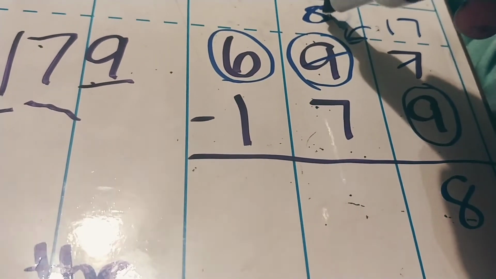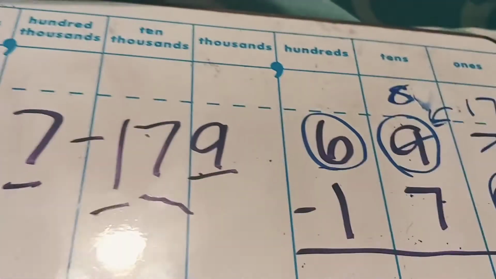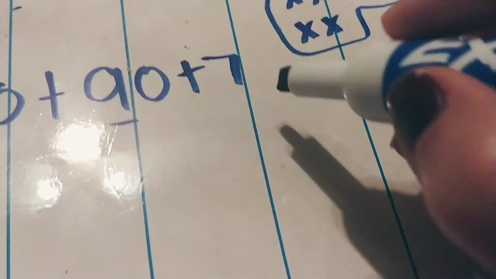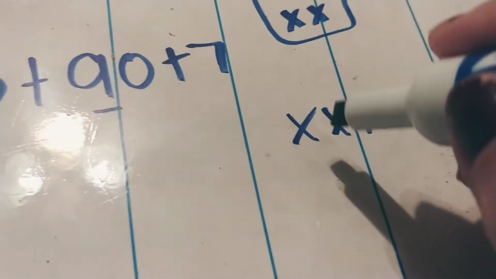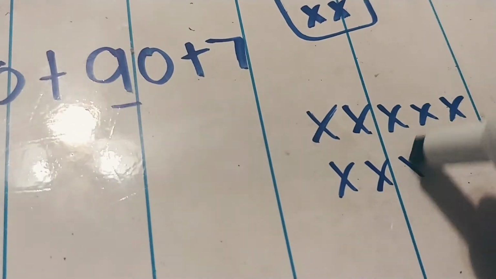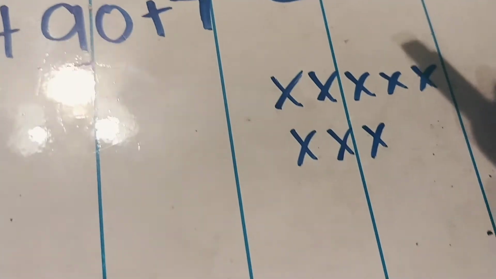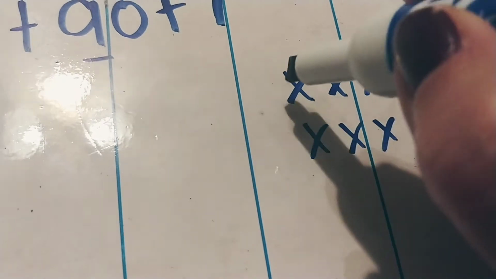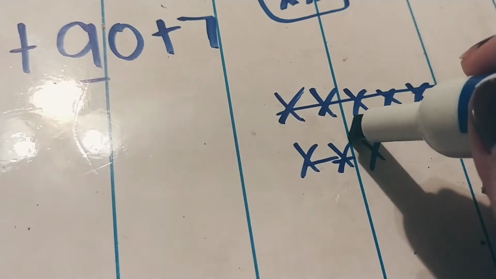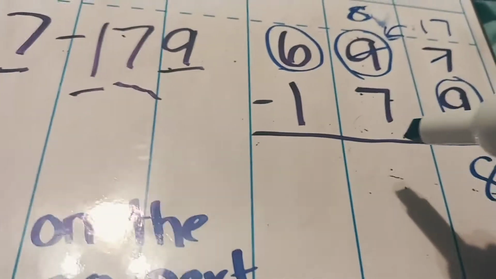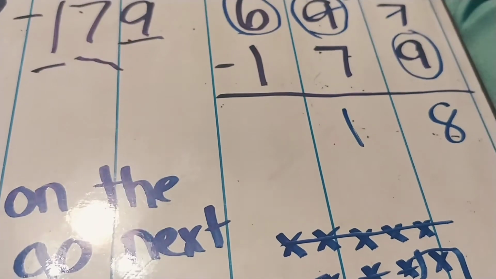Now, 8 take away 7. You could draw pictures as I did before. Let's do a group of 5. So there's 5, 6, 7, 8. Now I can cross out 7: 5, 6, 7. I am left with one lonely 10.